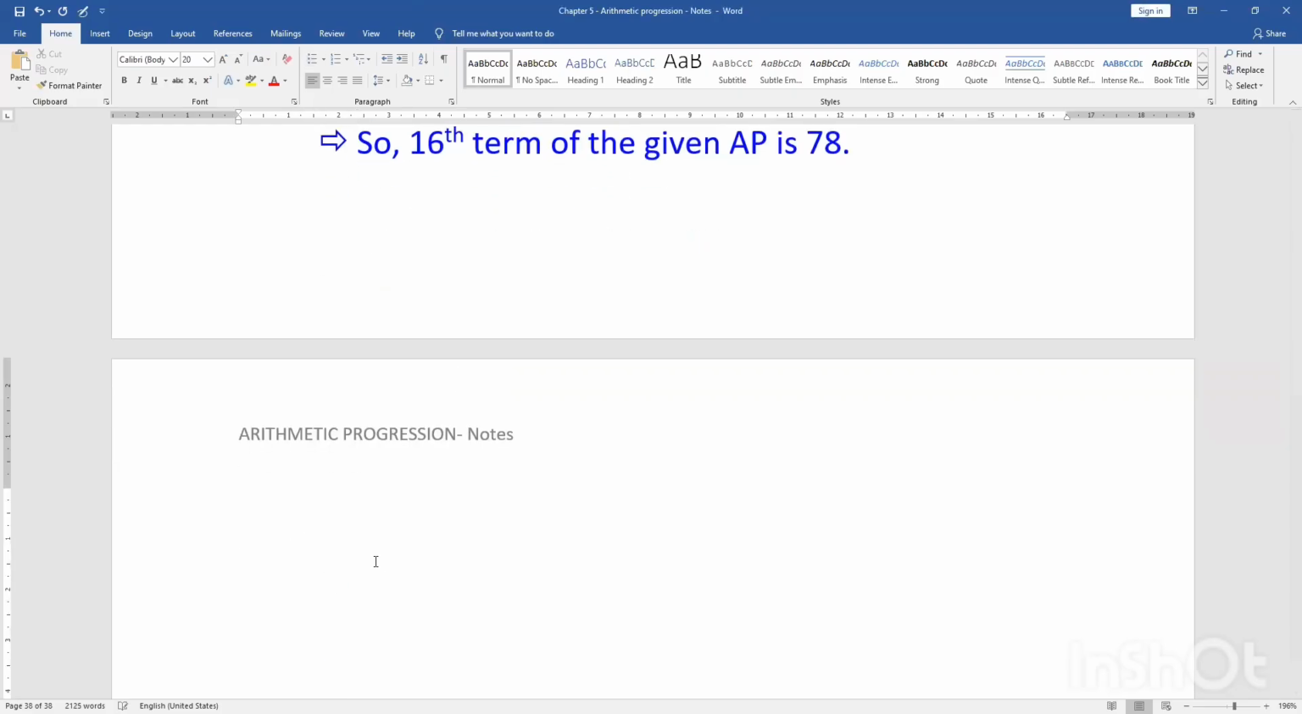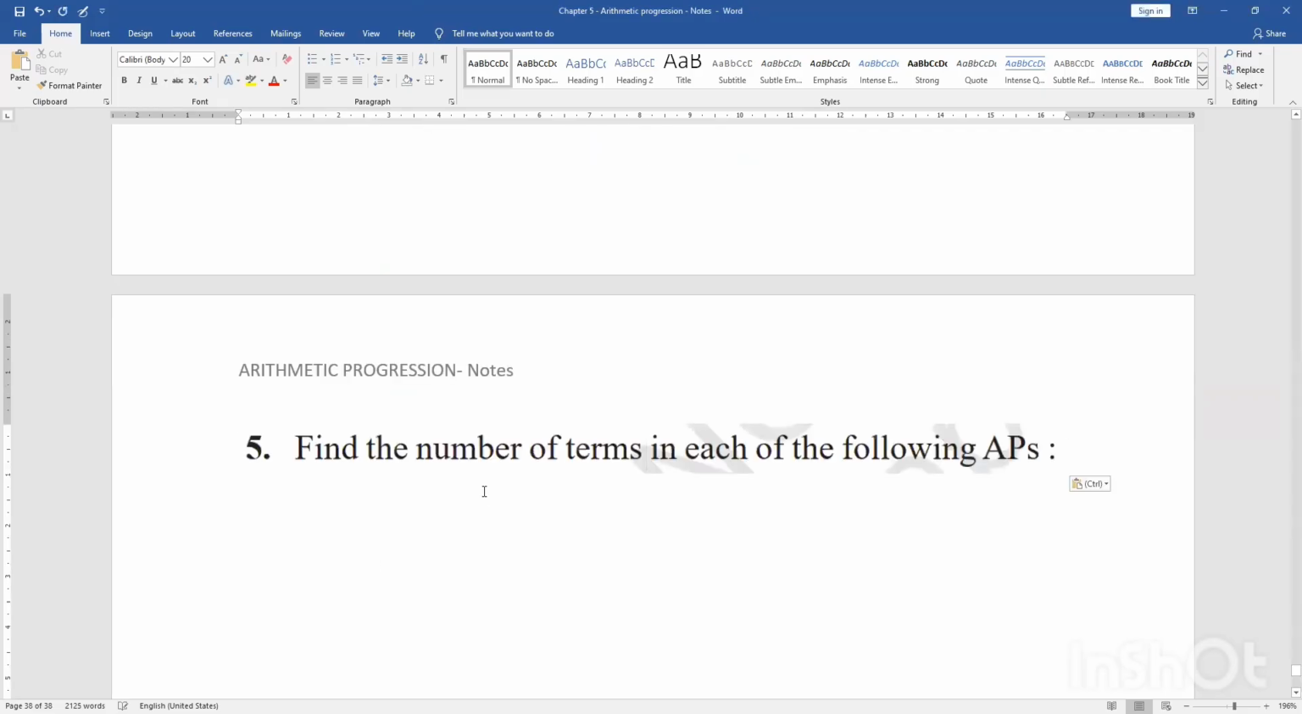Right, children? Now we move on to the fifth question. Find the number of terms in each of the following APs.